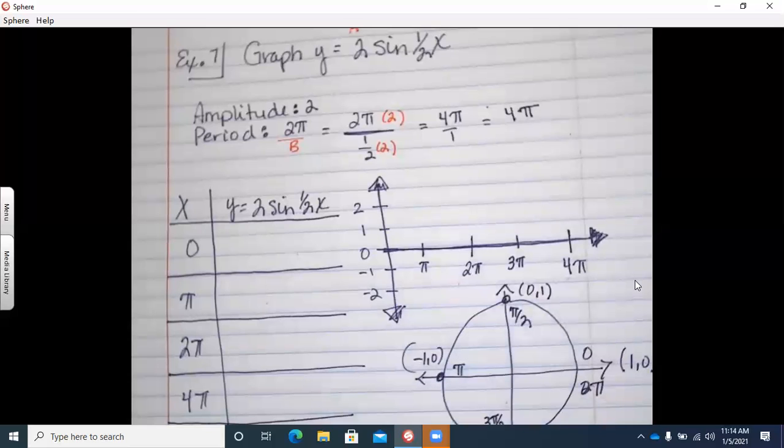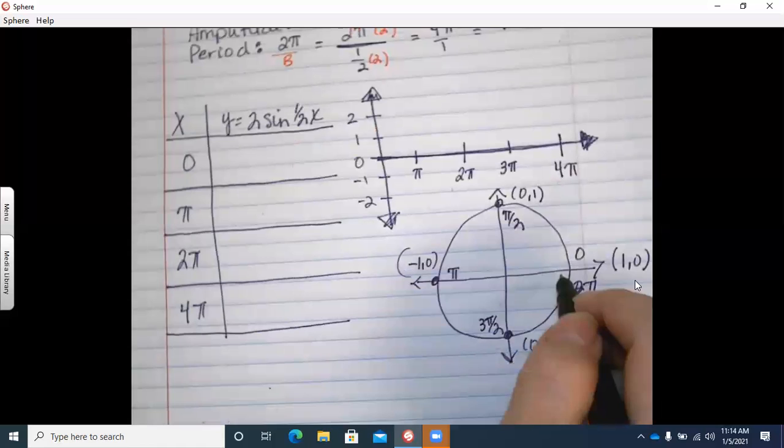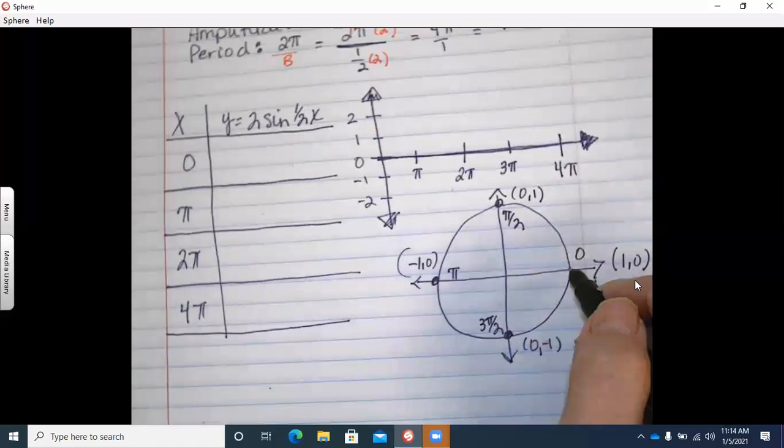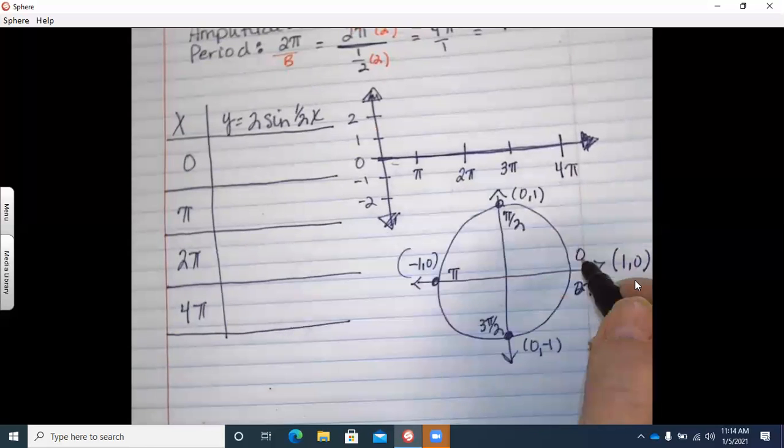So what we're doing is we're graphing one whole time around the circle. That's only 2 pi. So we've got to go a whole nother way around the circle to get to 4 pi. Okay, we're going to make 2 revolutions around the circle, and that's what we're going to see the graph of.